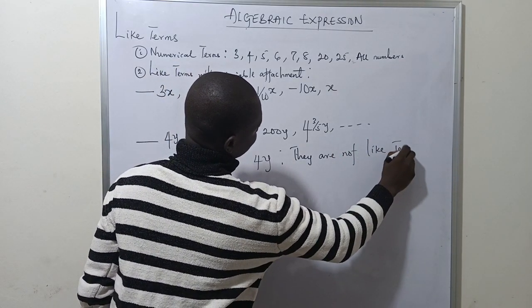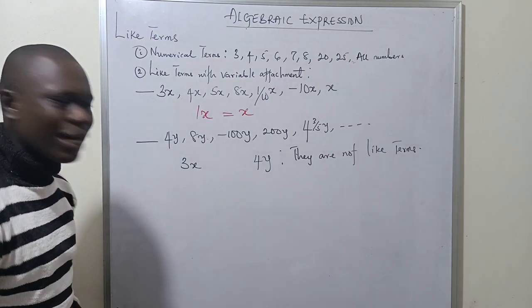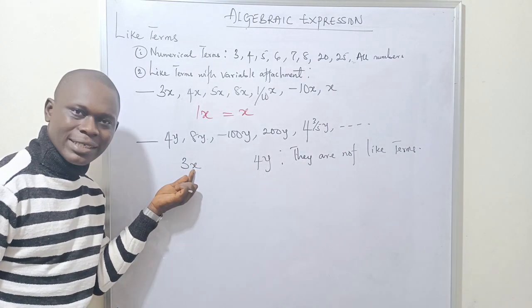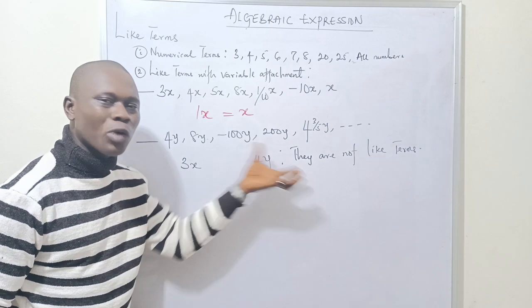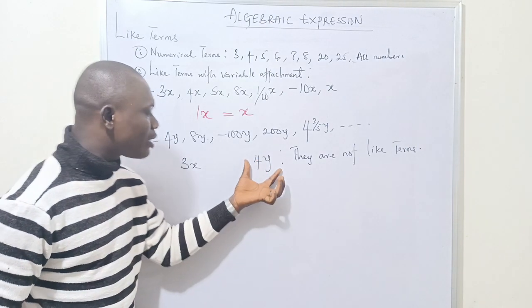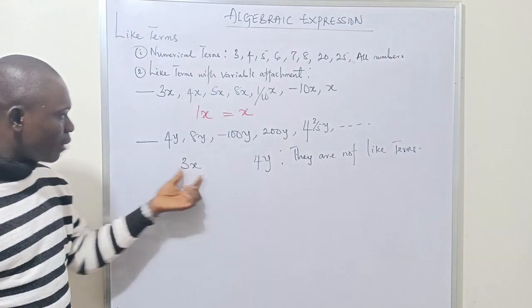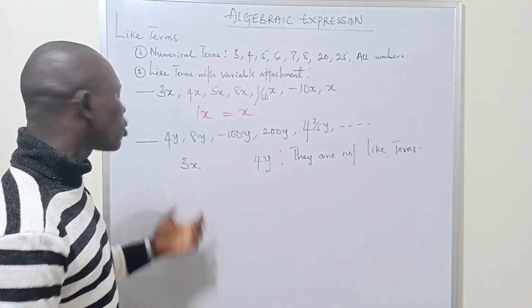They are not like terms. The reason is that your 3 is having x, while your 4 is having y, which belongs to another term entirely. So these are different terms in mathematics. This is a term, this is a term, and sometimes we could even have more than one variable.